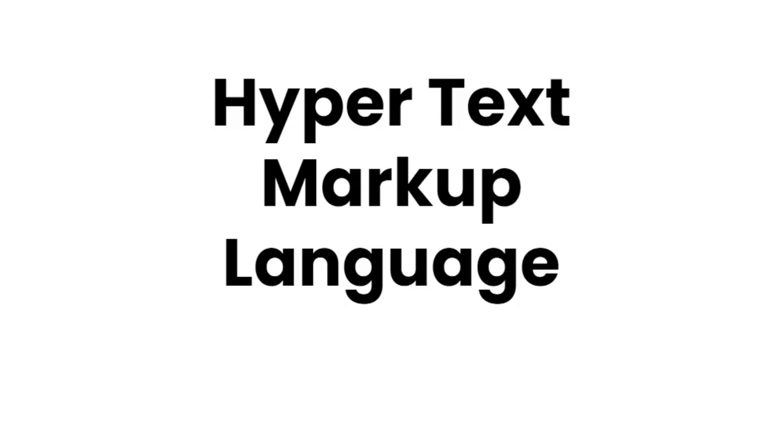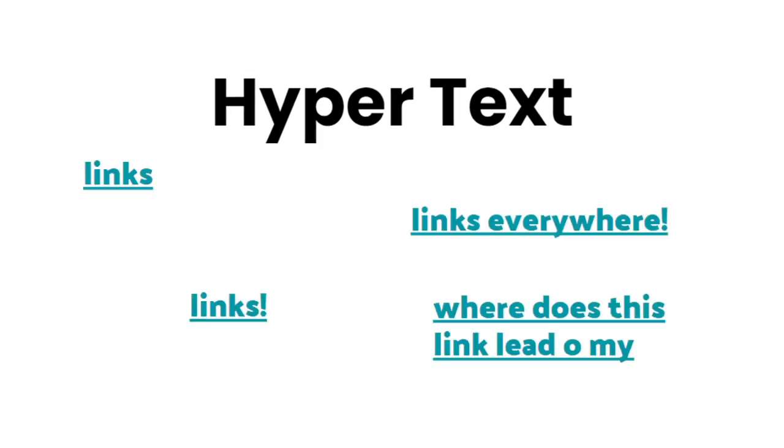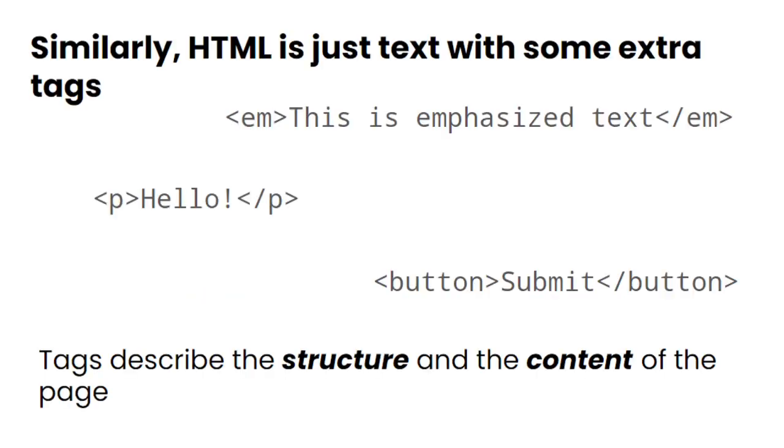Moving on to the next one, which is our main aim for today, which is hypertext markup language, the main discussion that we have to take care of. So what is hypertext markup language or HTML? So basically hypertext, okay, so links, you can see links everywhere. Where does this link lead to? Hypertext means a kind of text which will take you somewhere, or which will link to somewhere.